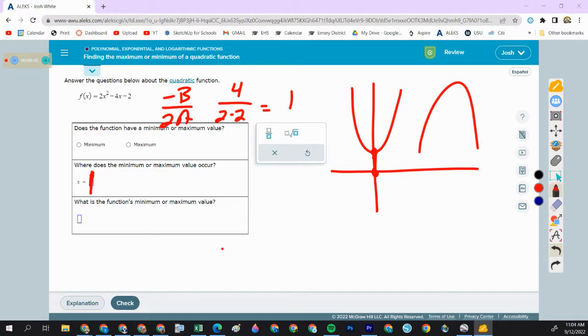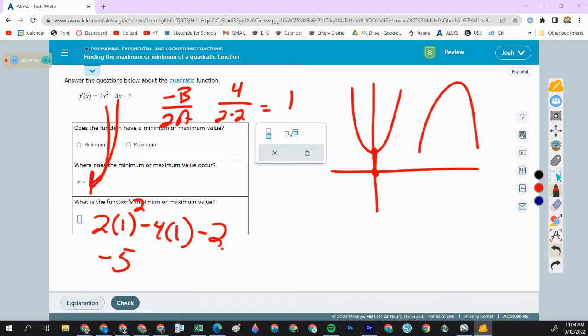And then it asks, how low does the graph reach? Well, we just plug in 1. So 2 times 1 squared minus 4 times 1 minus 2. That's 2 minus 4 minus 2, which is -5.